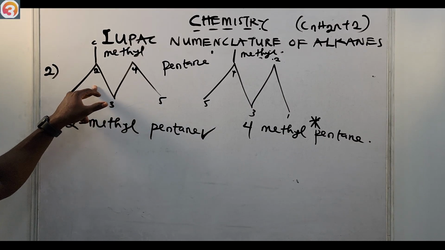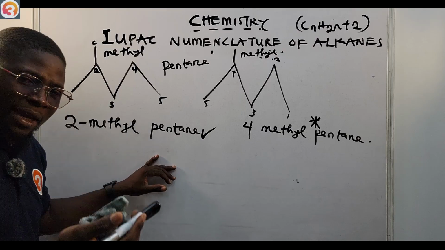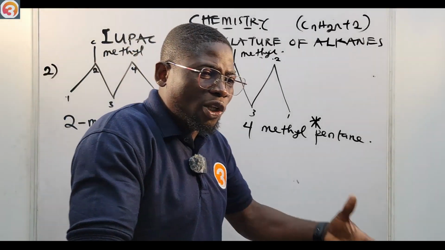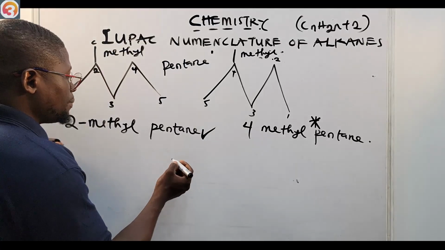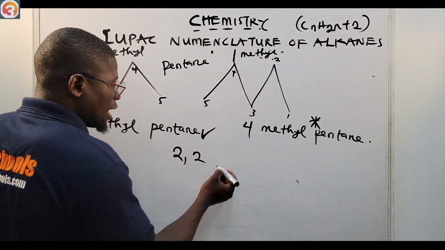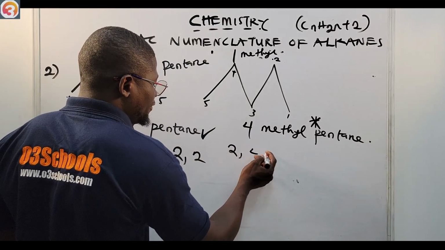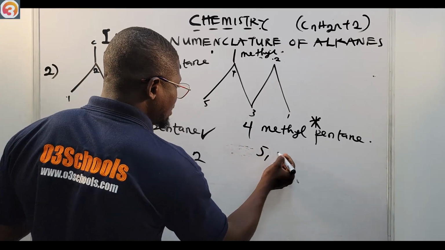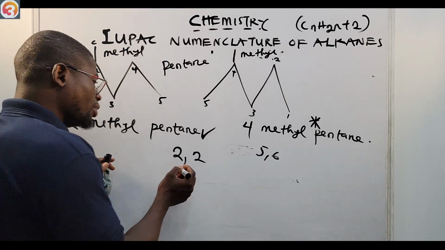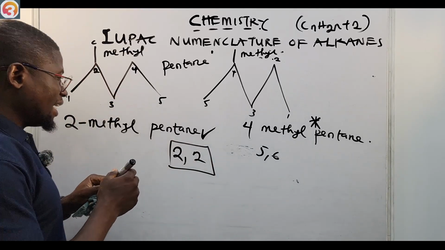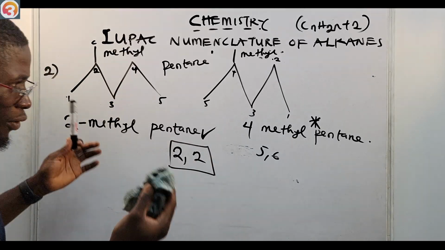When you are naming, you make sure that you pick the numbers that are lower. For example, if we have 5,6 and we have 2,2, instead of 5,6 you take 2,2, because 2,2 is smaller.